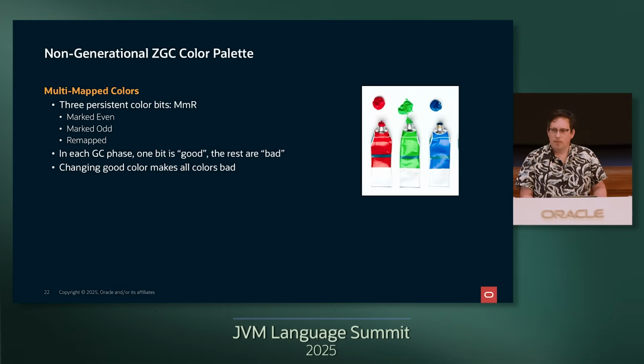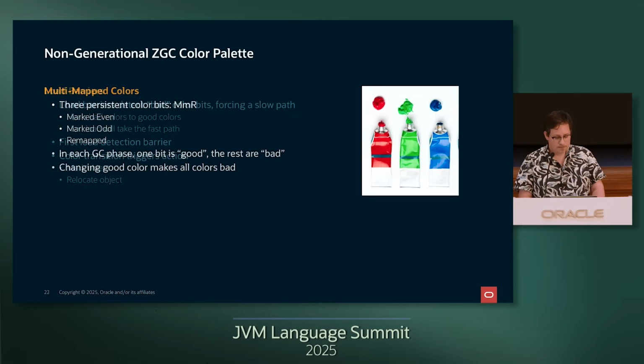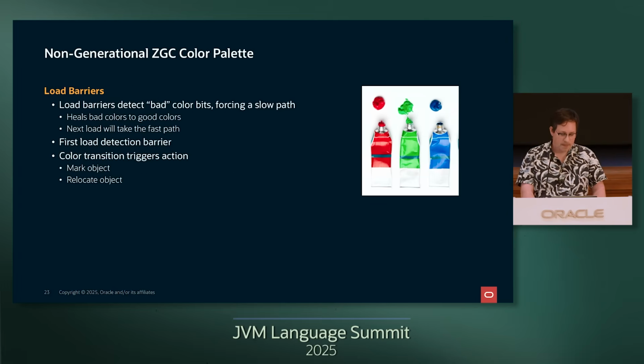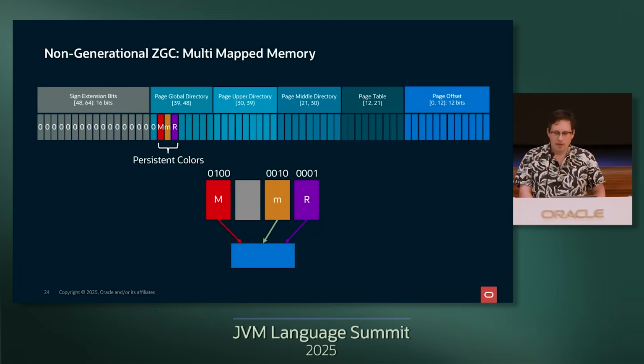The main idea is when we change the globally recognized good color, which is one of these three, it renders all pointers in the heap bad. And when you have a bad pointer and you read it, we get to perform a color transition that can perform a GC action, which is either marking or relocation. And looking at the colored pointers, the layout looks something like this. We have 3 high order bits at the very top, corresponding to our 3 multi-mapped colors.